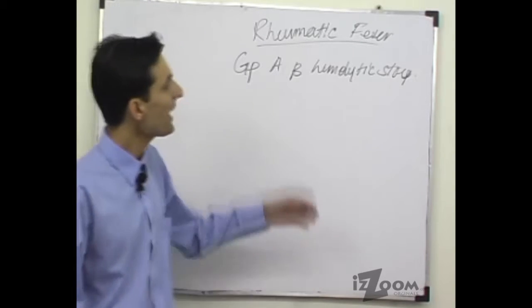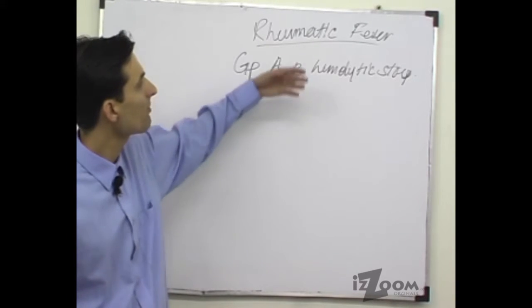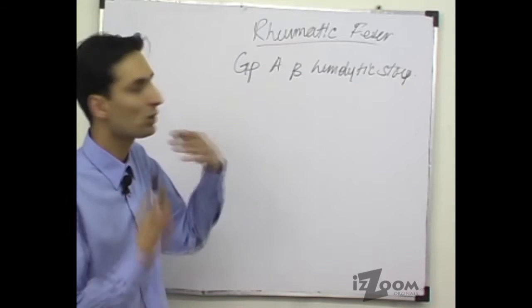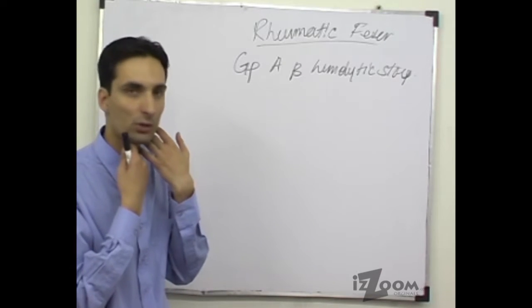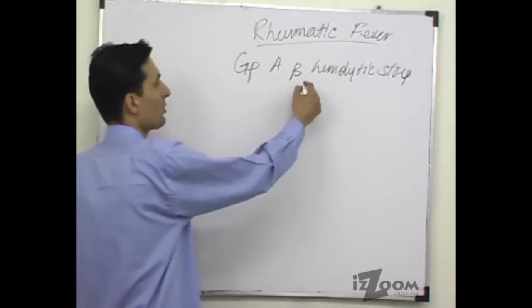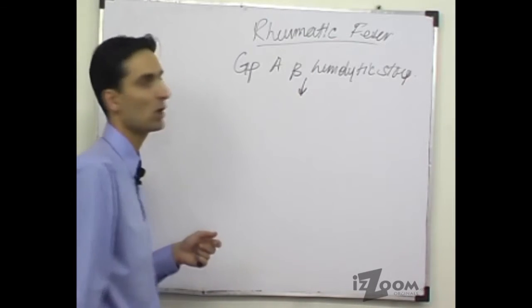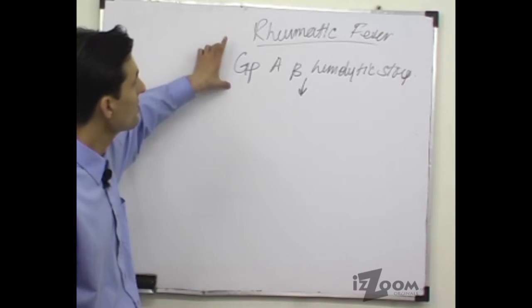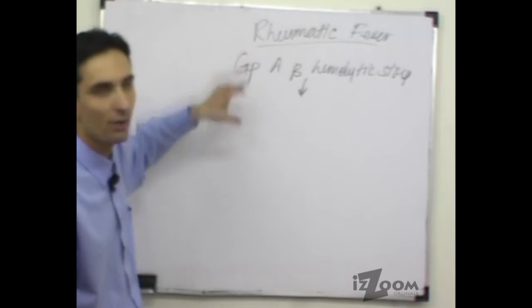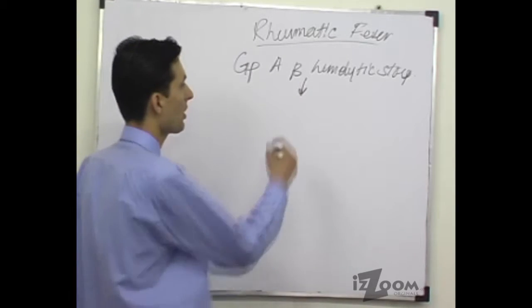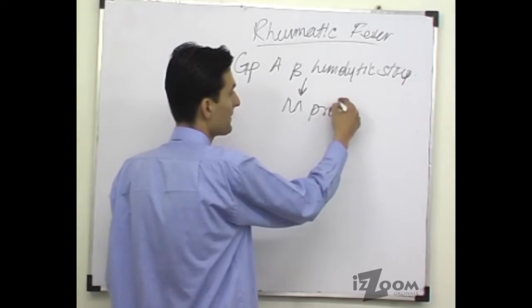So how does a heart disease, or how does rheumatic fever develop from infection of just the throat? What happens is that when the patient is infected by group A beta hemolytic streptococci, in the cell wall of this bacteria there is a protein which is called M protein.